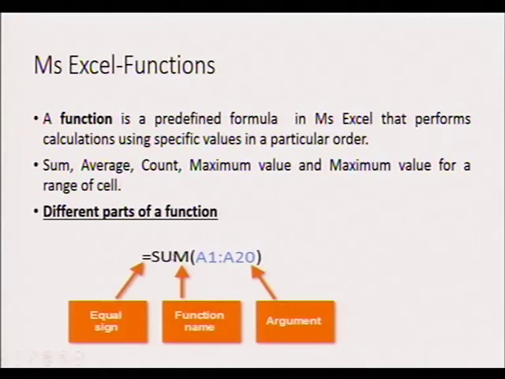Now this is the format of a function. When you write functions, you must always start with the equal sign, so it can be equal average or equal count. You start with the equal sign, then the function name, which can be sum, average, count, or maximum, and then you specify the range of cells, to say find the sum of the numbers found from cell A1 to cell A20. So this is what this function means.